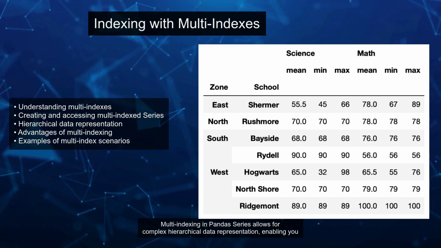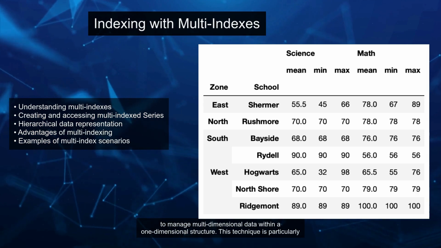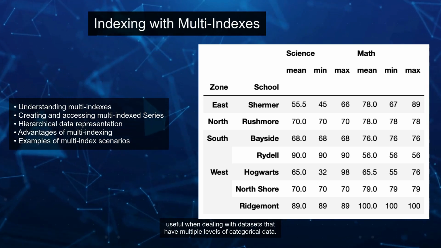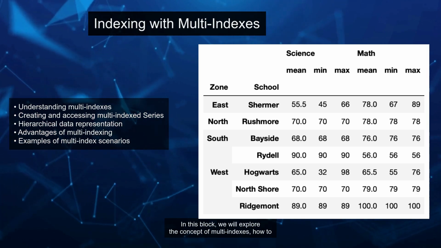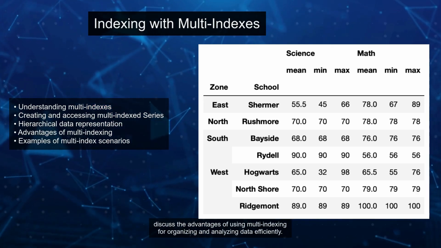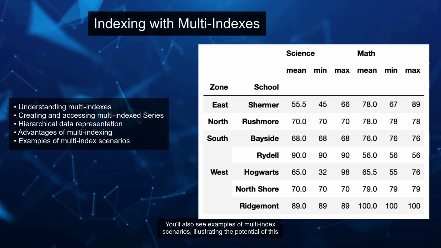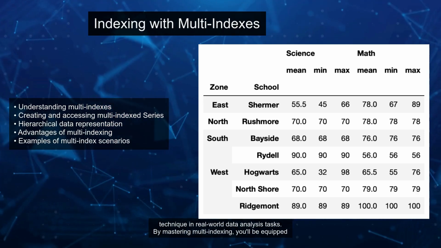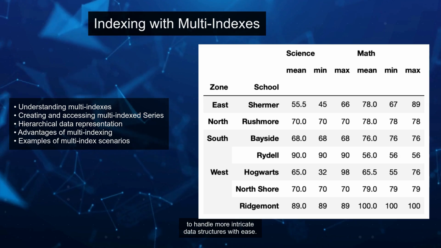Multi-indexing in Pandas series allows for complex hierarchical data representation, enabling you to manage multi-dimensional data within a one-dimensional structure. This technique is particularly useful when dealing with datasets that have multiple levels of categorical data. In this block, we will explore the concept of multi-indexes, how to create them, and how to access data within a multi-index series. We'll discuss the advantages of using multi-indexing for organizing and analyzing data efficiently. You'll also see examples of multi-index scenarios, illustrating the potential of this technique in real-world data analysis tasks. By mastering multi-indexing, you'll be equipped to handle more intricate data structures with ease.